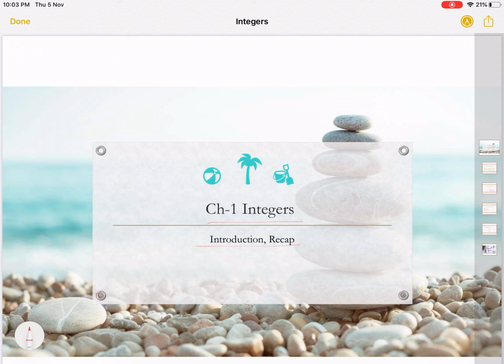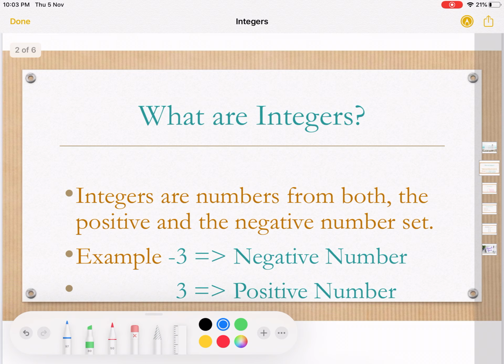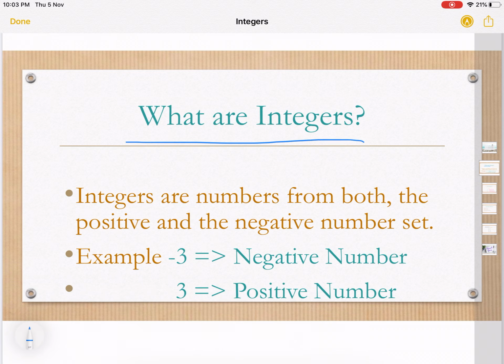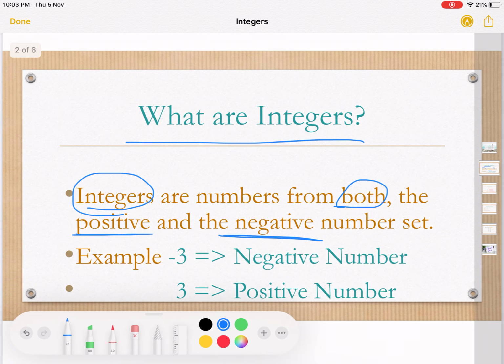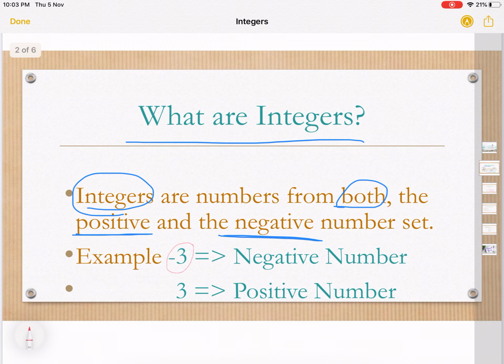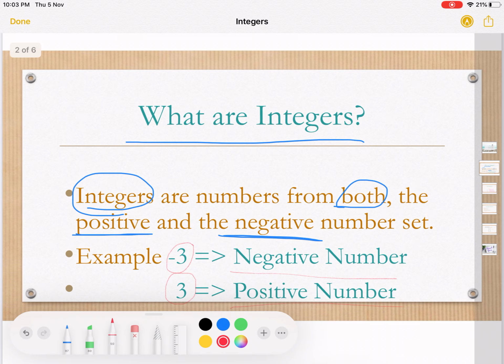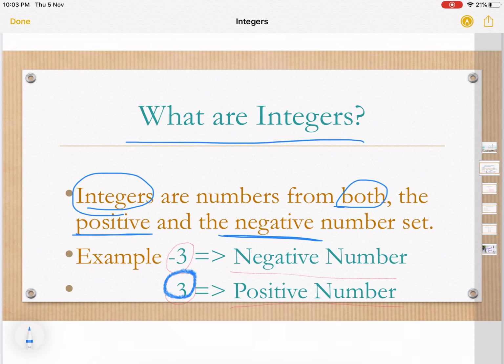Now, the first thing that comes to our mind when we think about integers is what exactly are integers? Well, integers are numbers from both the positive and the negative number set. For example, -3 is a negative number and 3 is a positive number. Always remember, although there isn't any sign in front of our 3 here, there is always a sign in front of a positive number, and that is a plus or a positive sign.